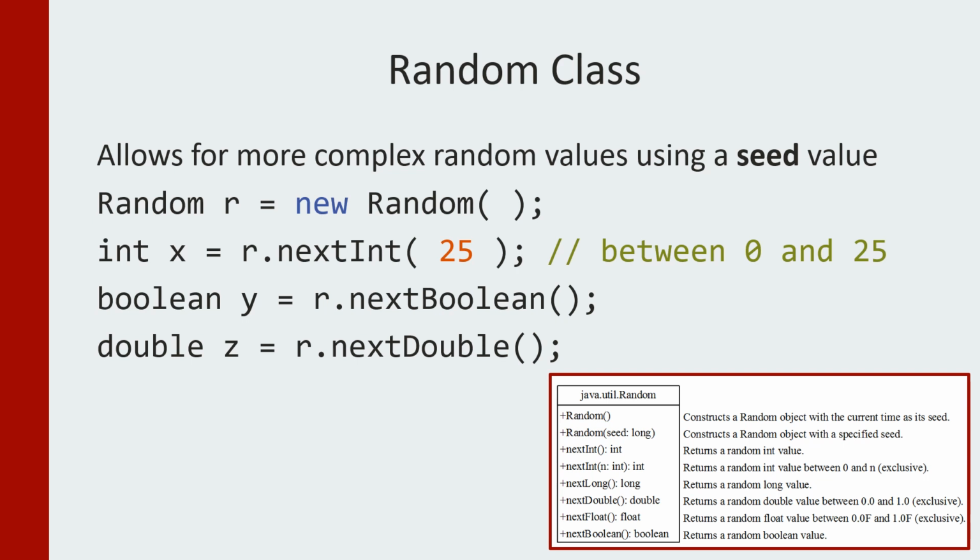So basically, we have the Random class. With the Random class, you can create Random objects. In this case, that object is r. And now you can use r in different ways to get different kinds of random values.